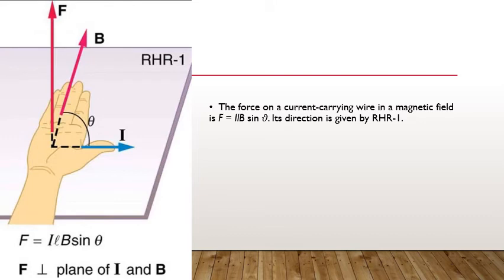It is shown here also. This is the direction of current. This is the direction of magnetic field, and perpendicular to both is the direction of force. The force here is perpendicular to both I and B.